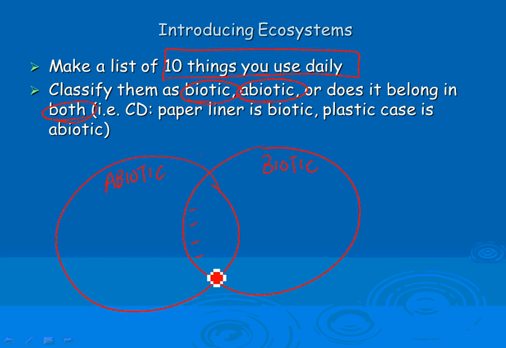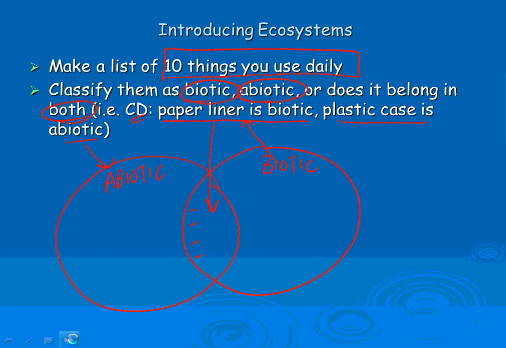So, for example, if you have a CD or a DVD, the paper liner is actually biotic because the paper liner came from a tree, whereas the plastic case is abiotic. It's something that was man-made or is non-living. So because you have both these components, a DVD in its case would go into the both category. So classify your things, and you can pause it right now and do that.